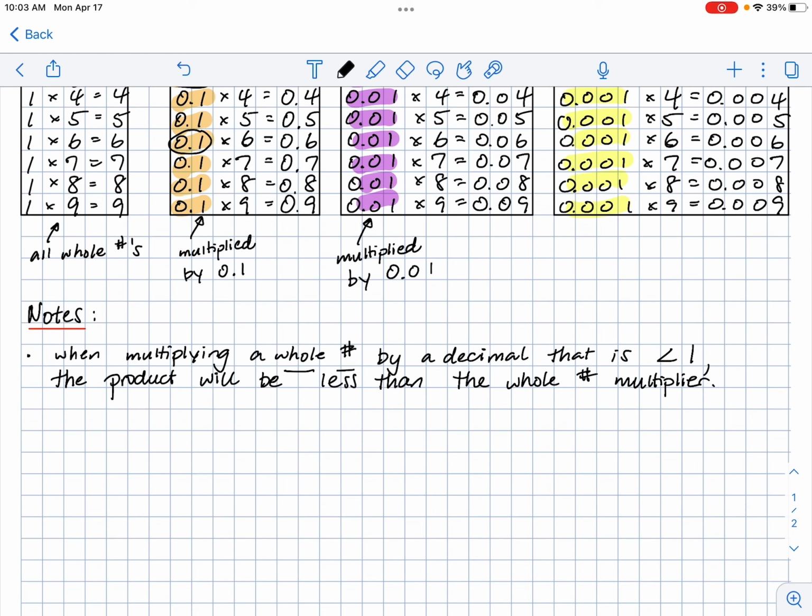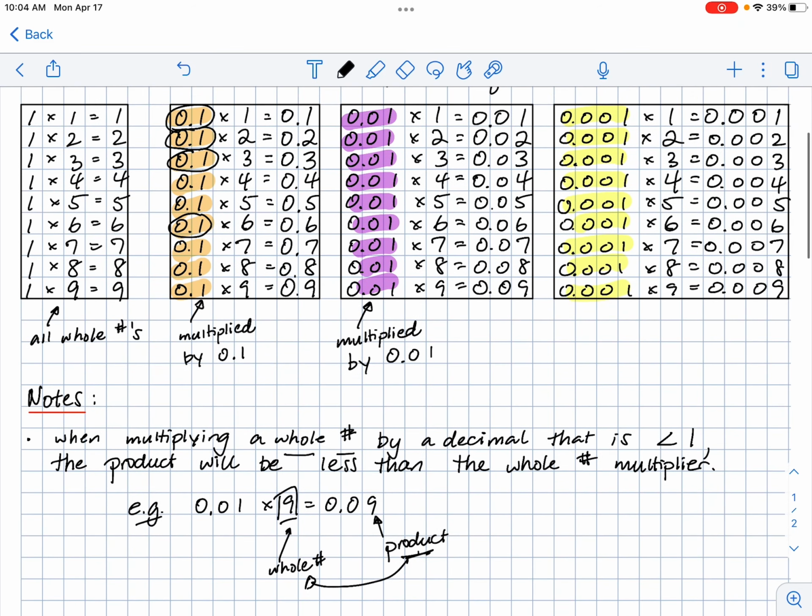So here, for example, when you multiply 1/100th times 9, your answer is 9/100ths. The whole number multiplier is 9, and your product is 9/100ths, right? So what I mean to say is that your resulting product is going to be less than whatever the whole number multiplier is when you are multiplying a whole number by a decimal that is less than 1. Okay.